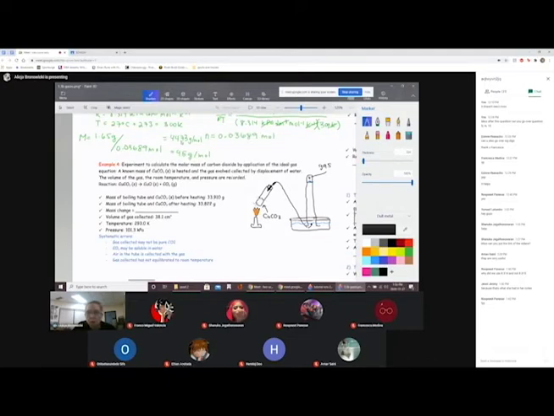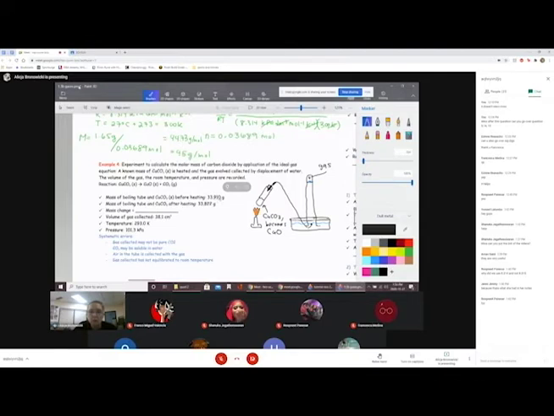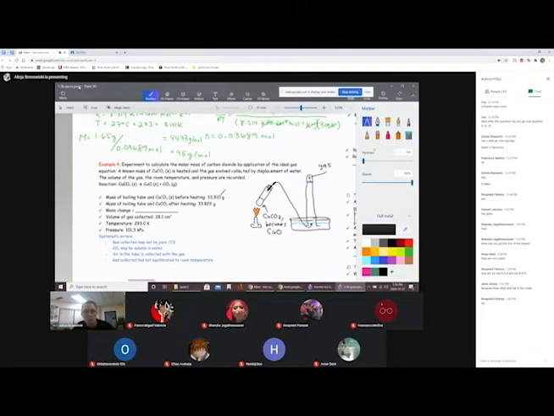So your copper carbonate turns into CuO, and CuO becomes CO2, and this is your amount of gas given off. So your mass of the boiling tube and CuCO3 before heating is 33.910 grams. Your mass of the boiling tube and copper 2 carbonate after heating is 33.822. So this is without carbon dioxide. Your carbon dioxide is gone.